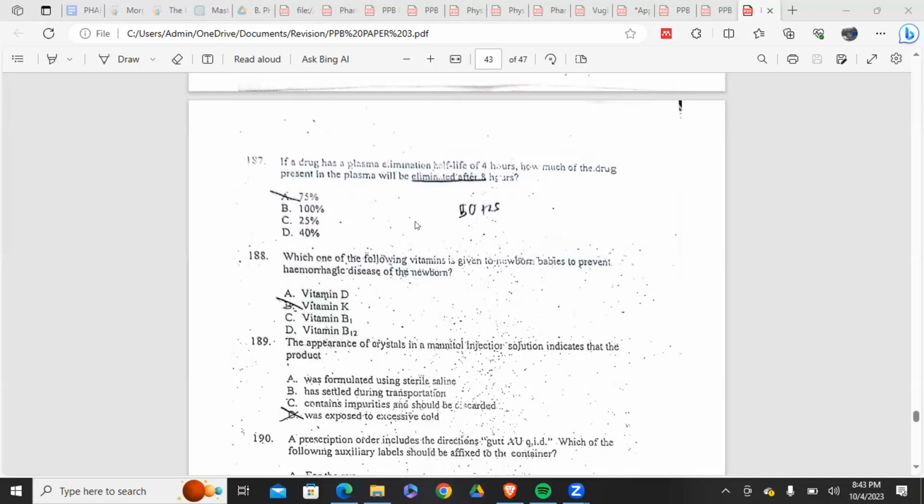Diana, unmute. I think A is okay. Half-life is about reducing whatever is there to half. So during the first 4 hours, it is reduced to 50%. Then in the next 4 hours, it goes again to half of 50, so 25%. It makes sense. I think the answer is A.